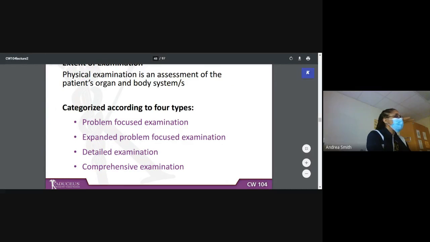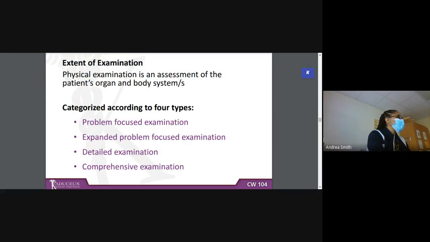The extent of the examination. Physical examination is assessment of the patient's organ and body systems. So you're going to have 4 categories: problem focus, expanded problem focus, detailed exam, and then comprehensive exam. Comprehensive exam is going to be the highest. Problem focus is going to be the least. And you'll see these in the codes.